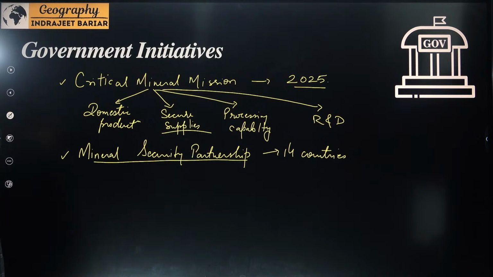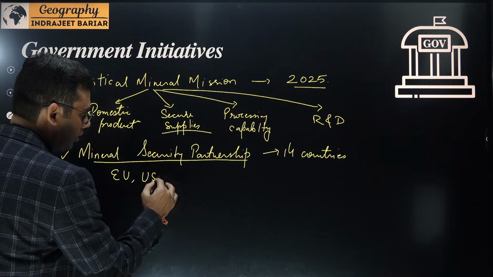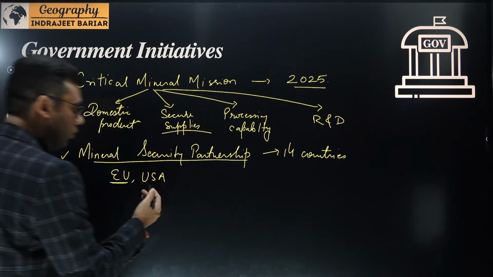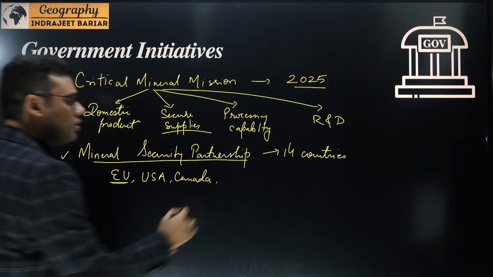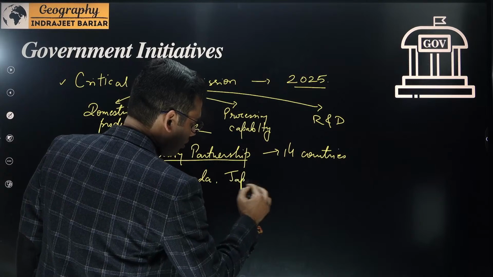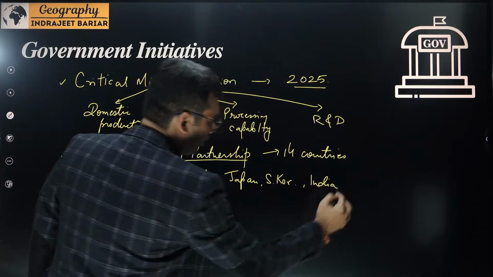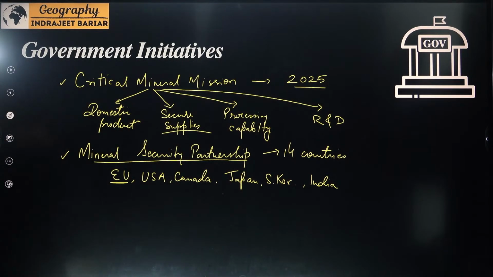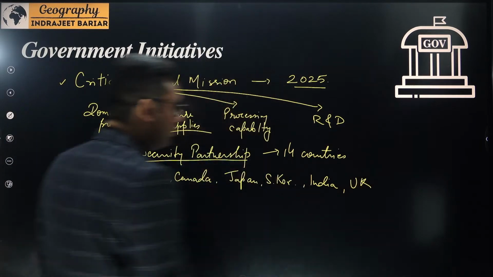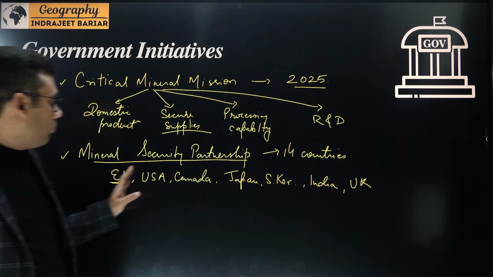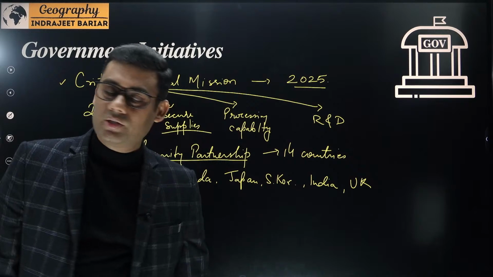Here, EU members would be coming, not all EU members, a few EU members are there. The USA is there, Canada is there. Additionally, from Asia, Japan, South Korea, India. These would be the major members over here. The UK is included. So India has become a member of the Mineral Security Partnership, which comprises 14 countries, including India.